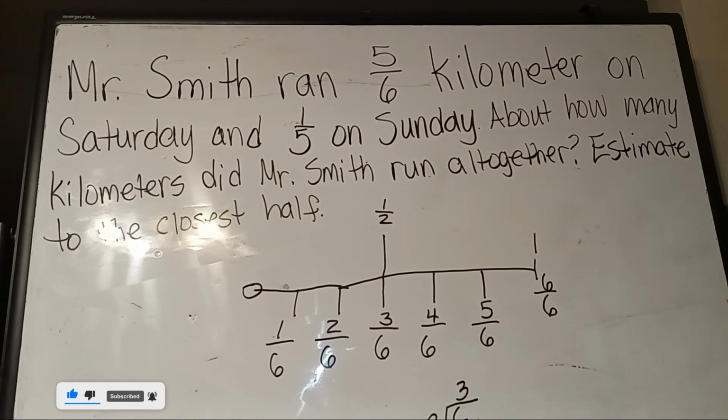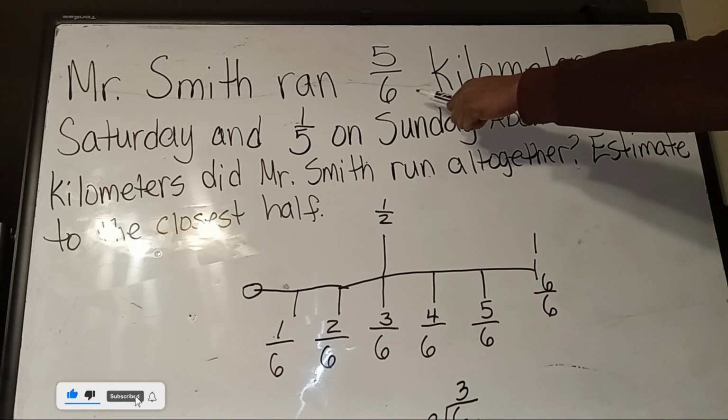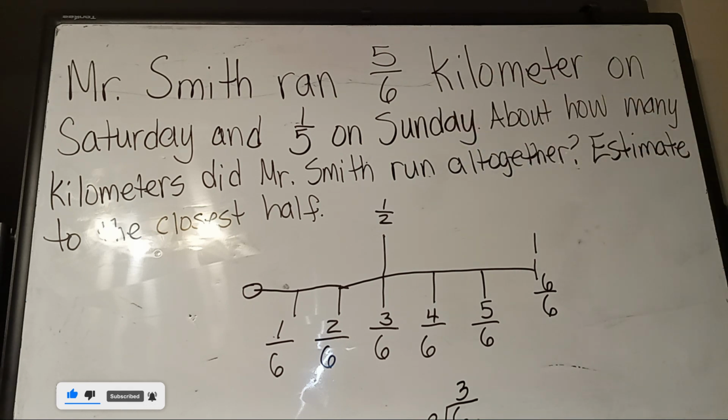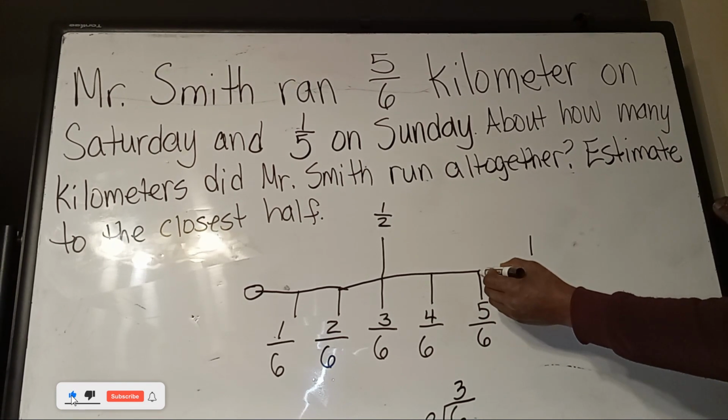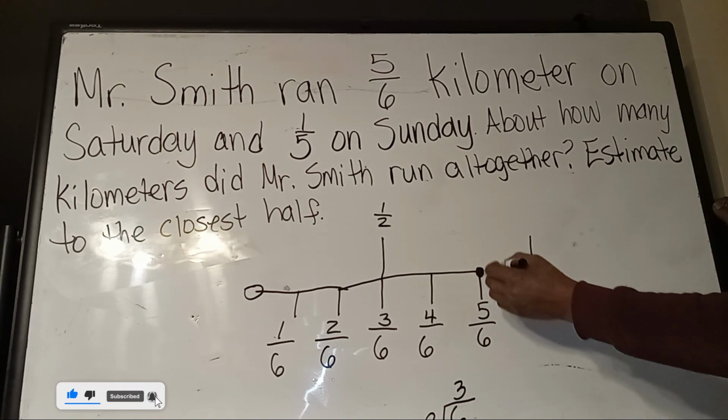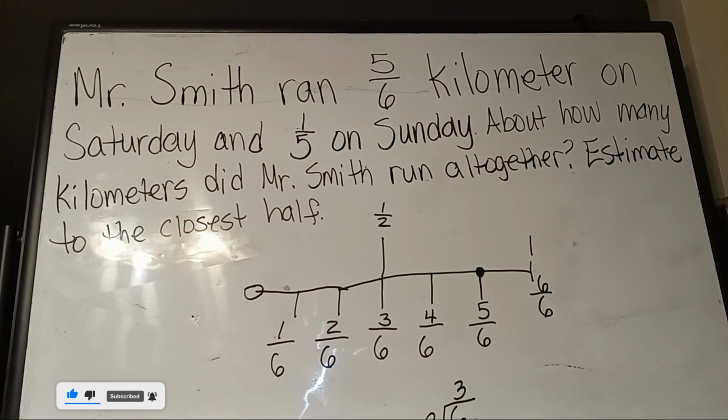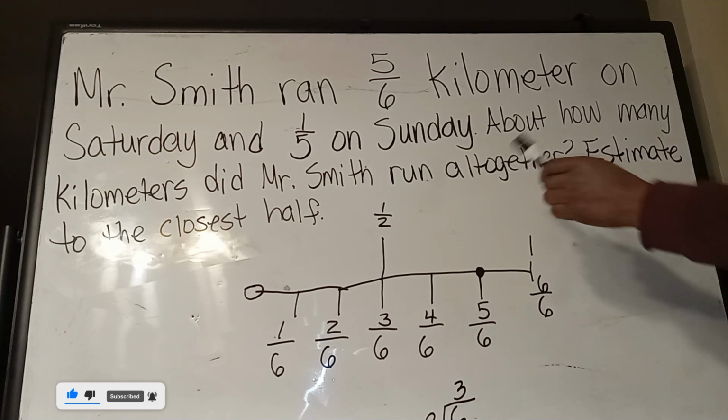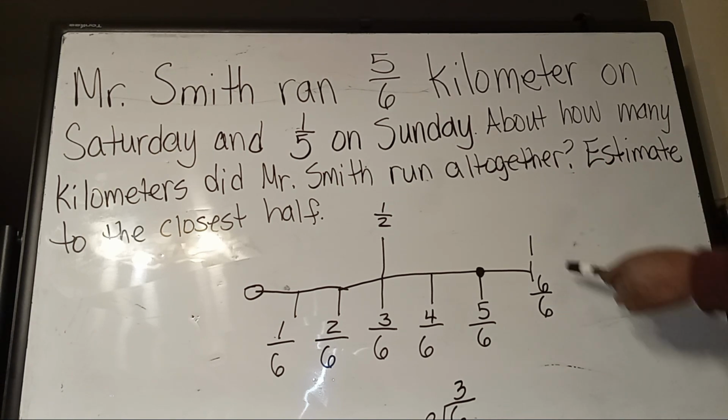All right, now that we've determined where our marks are, our 0, our half, and our 1, we're going to take our fraction of 5/6 and mark that on our number line. We have the 5/6 here, and we're just going to mark it right there. Then we decide: are we closer to 0? Are we closer to the half? Or are we closer to the whole 1?